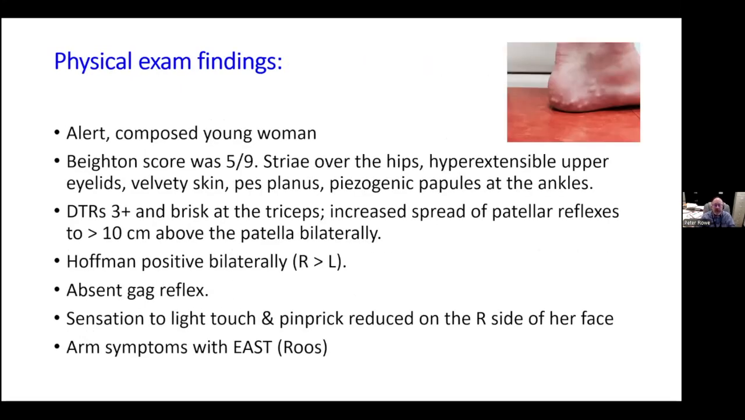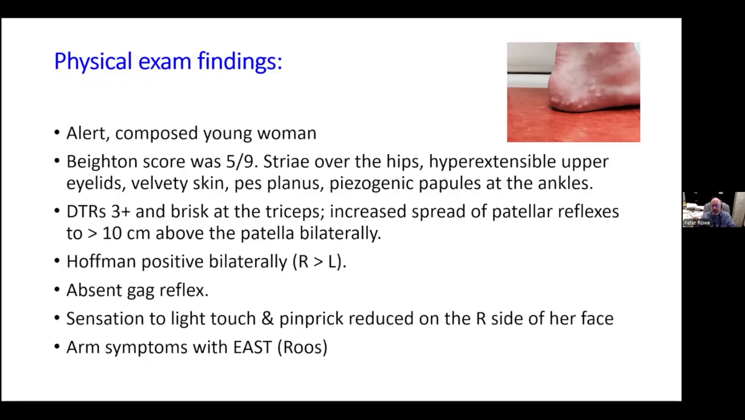So on examination, she was an alert young woman. She did have hypermobility, like her early story of putting her feet over her head suggested. She had stretch marks over the hips, very stretchy upper eyes, velvety skin, flat feet. She had the piezogenic papules at the ankle that you see in the upper right picture that are all very consistent with hypermobile Ehlers-Danlos syndrome, and her reflexes were quite brisk with an increased spread of the patellar reflexes.